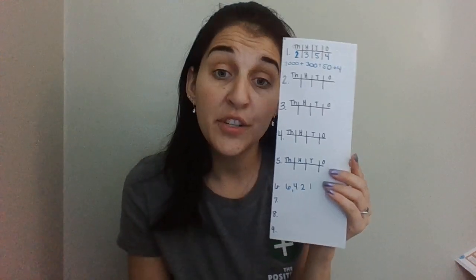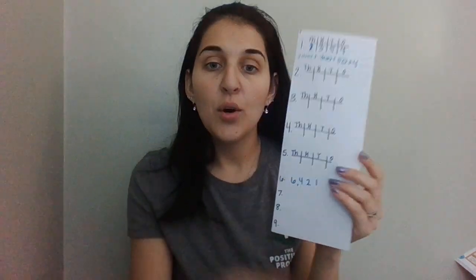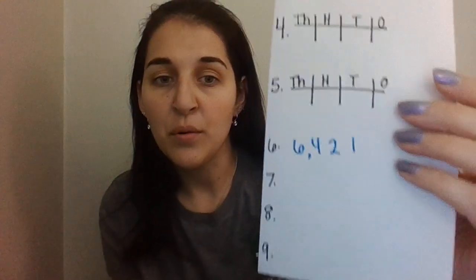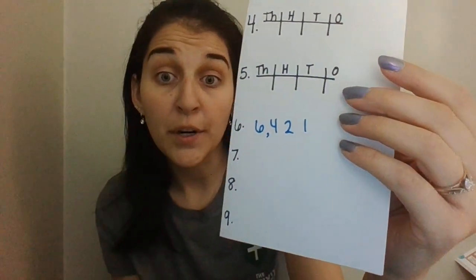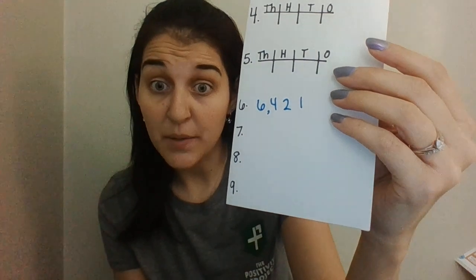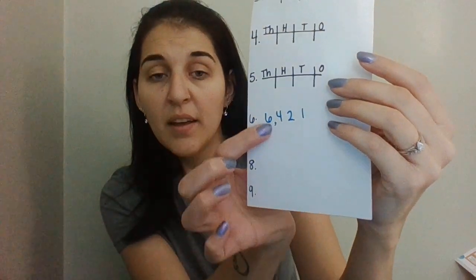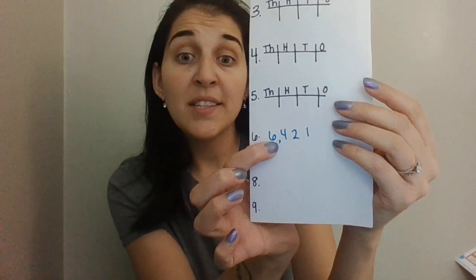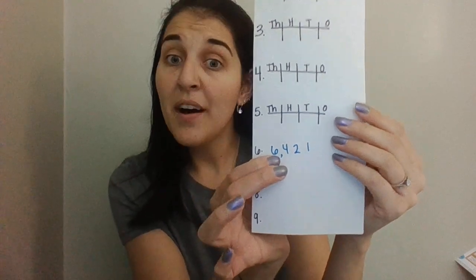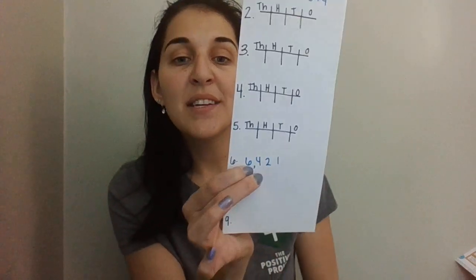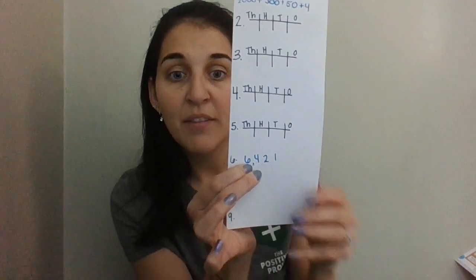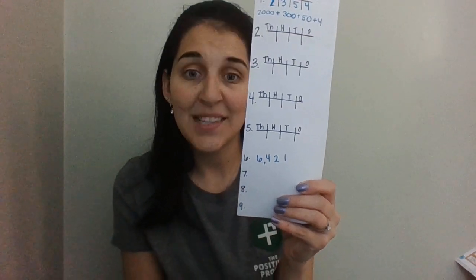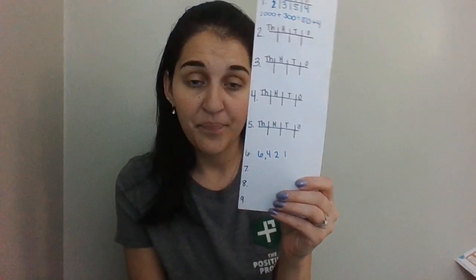Now, what we can do to check for understanding is ask, what is the value of the number in the thousands place? You don't want to say 6. Wow, there is a 6 in the thousands place. That is not the value. The value of that 6 is 6,000.